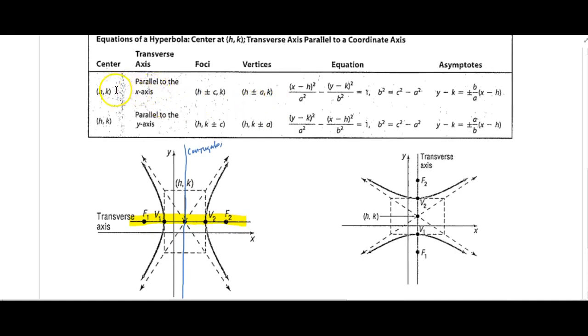So now, when we look at it, if your transverse axis is parallel to the x-axis, this is what we would use for the foci. This is what we would use for the vertices, and this is what our equation would look like. Now notice here, another difference, and I kind of don't like how this is written in this chart, but one thing I'm going to tell you, the distance from the center to the foci, c squared, is equal to a squared plus b squared. So if you remember in the last one, in an ellipse, it was a squared minus b squared.